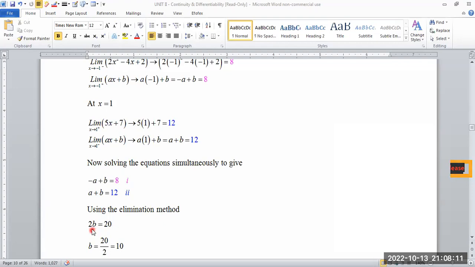I want to find the value of b, so I'm going to divide both sides by 2. So this is how I get 20 over 2, and 20 over 2 is 10. So b is equal to 10. So the value of b is 10. So I have just found b.